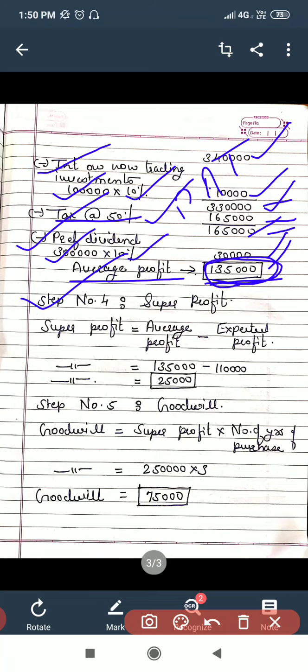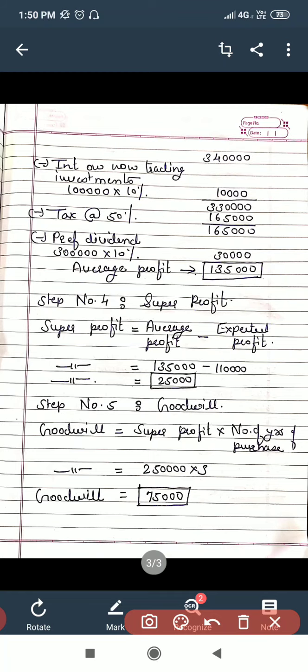Now, let us start with step number 4, that is calculation of the super profit. How will you calculate super profit? Super profit is equal to average profit minus expected profit. Expected profit we have already calculated at step number 2, that is 1,10,000. Average profit just now we have calculated as rupees 1,35,000. So, 1,35,000 minus 1,10,000 gives the super profit of rupees 25,000, and this is step number 4.